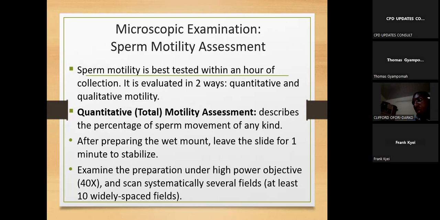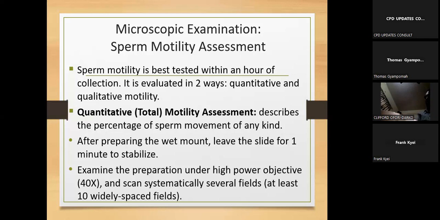Right. So sperm motility is best tested within an hour of collection. Remember that we said that within 1 hour, all things being normal, the sample will have liquefied. And once the sample has liquefied, you have to do your pH test, and then you do your wet mount. It is this wet mount that you are going to use to do the assessment of motility. So all these things can be done within that hour, and as it delays, of course, motility will reduce.